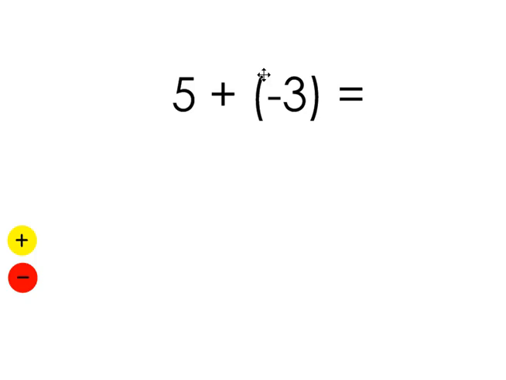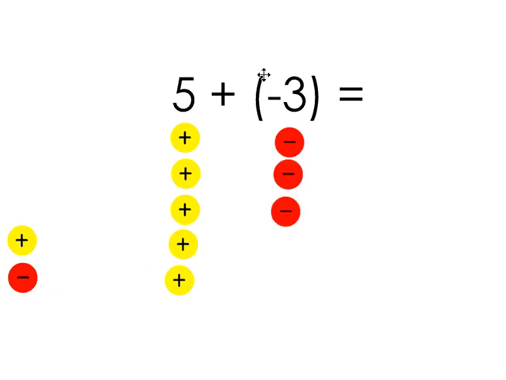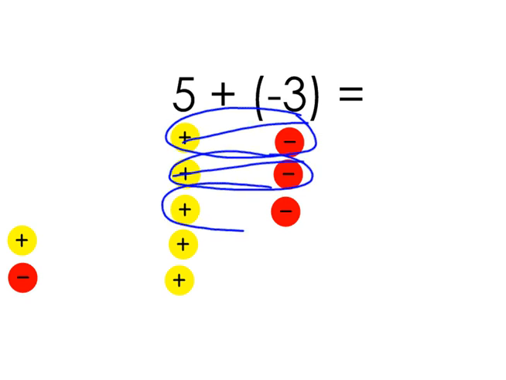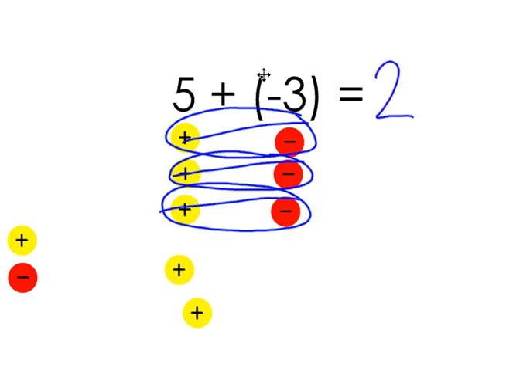So we're going to start right underneath the 5. We're going to put 5 positives. And it's okay if you just want to do plus signs instead of the actual chip. Then under the negative 3, we're going to put 3 negatives. And now we're going to cancel out all of the 0 pairs. So we have a 0 pair there, 0 pair there, and a 0 pair there. And again, make sure that your notes have that picture. To get your answer, you're just going to write down what's left. And since we have 2 positives, our answer would be positive 2.